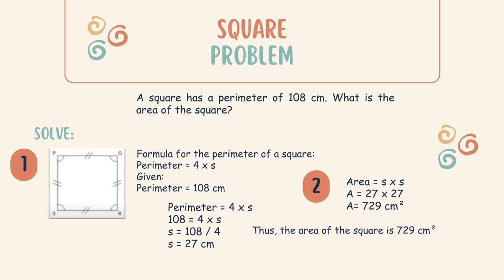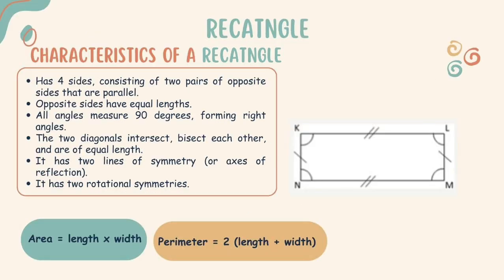To find the area of the square, we can use the formula for the area of a square, where this formula is side times side. Because the side is 27, the area is 27 times 27. So the area of the square is 729 square centimeters.